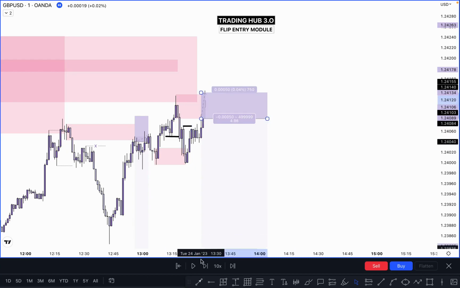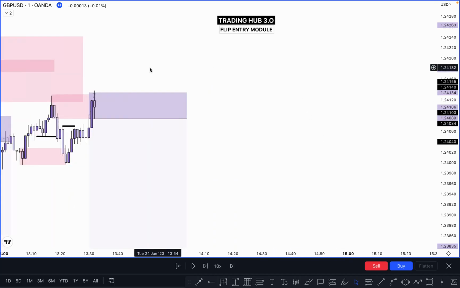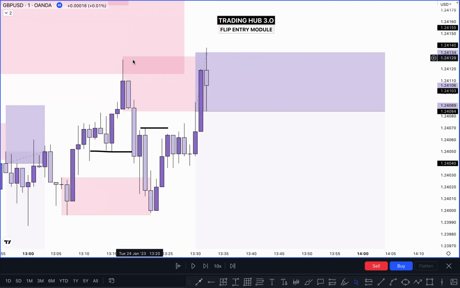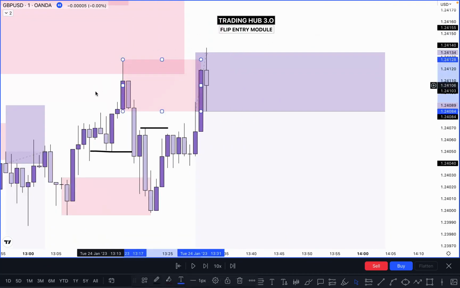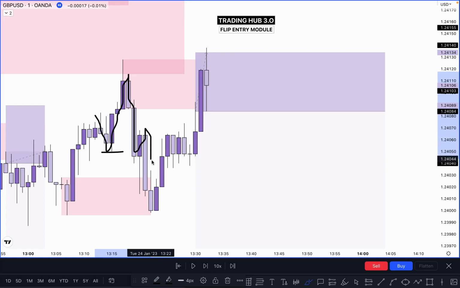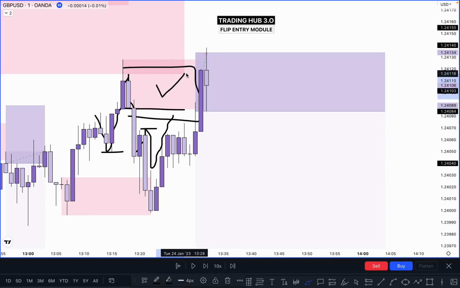Okay, and the target is the same, but this is not valid here. Why? Let me show you the exact reason, because this one is very important at this time. You have to take a decision at this time, and a lot of people do the wrong thing here. Look at this one. This one is our change of character. Okay, let's mark this one first of all. After the change of character you have to wait for an inducement to be created, which is already created here, and then the market pushes a higher high to take out this inducement and mitigate this order block, and then this one is our valid entry for the sell.